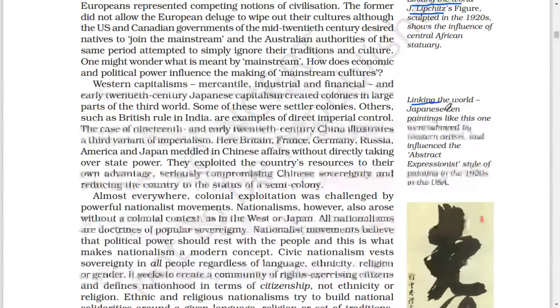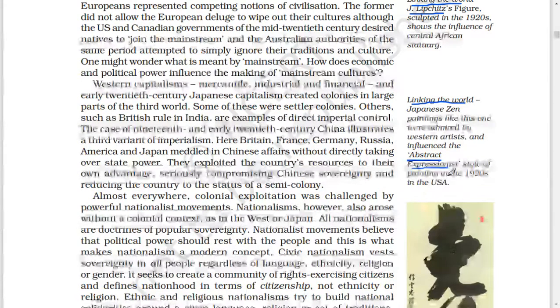Linking the world: Japanese Zen paintings like this one were admired by Western artists and influenced the abstract expressionist style of painting in the 1920s in the USA.